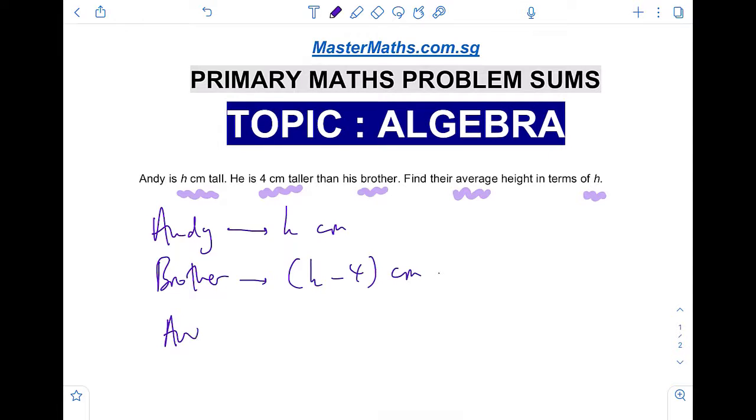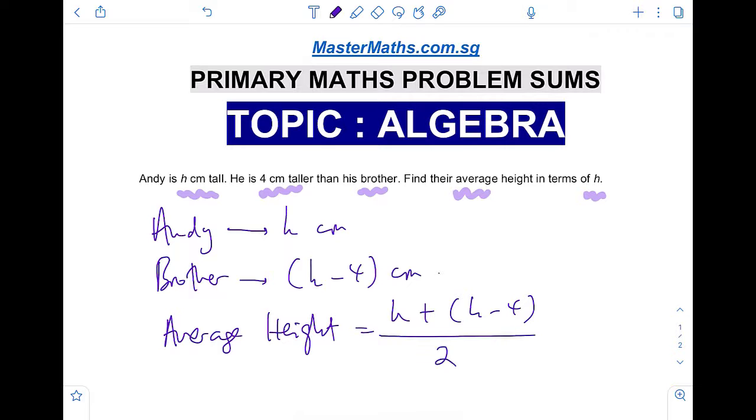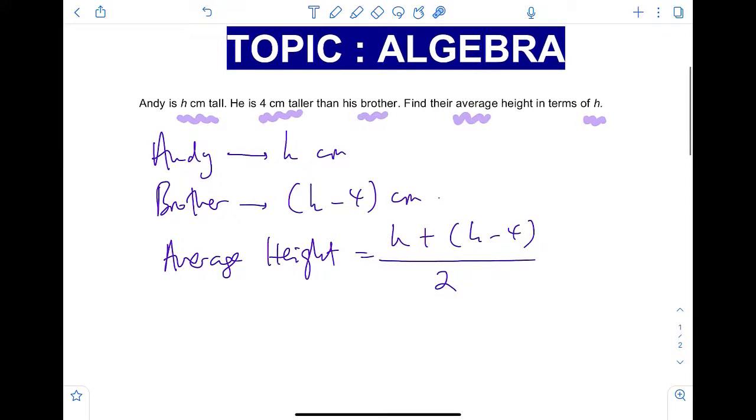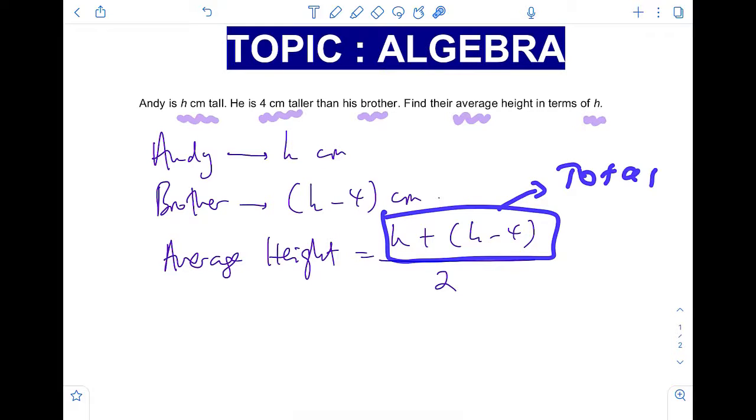So to find average height, we need to find their total heights first. That will be Andy's height plus the brother's height, divided by these two people. So average is total divided by number of items or number of people. Number, No., short form for number.